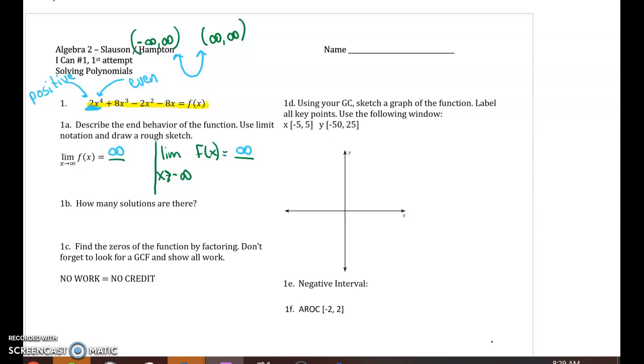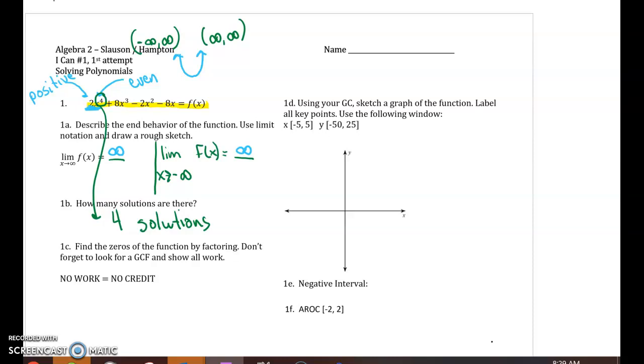How many solutions are there? That is the other job of the exponent. Again, this exponent tells us that we will have 4 solutions. Those 4 solutions might be a mixture of real and imaginary solutions. We'll see that once we get to 1c.